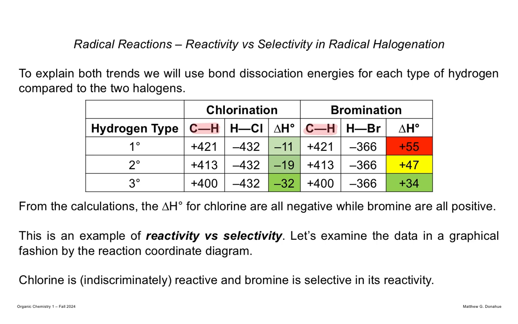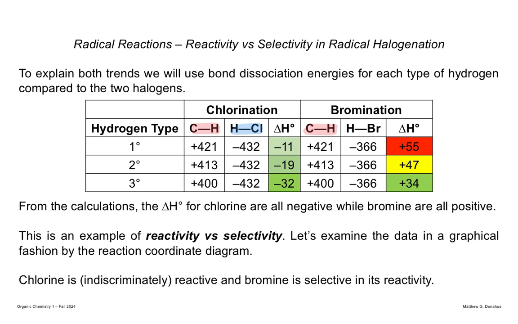Then for HCl, notice all of those are negative 432. And then in that third column for the change in enthalpy, we've just added them together. And so since they're all negative, I highlighted them in green, which basically means that in that radical chain mechanism, again, step 2 is always supplying enough heat for step 1. So the chlorine radical is kind of indiscriminate about which type of hydrogen it will abstract.